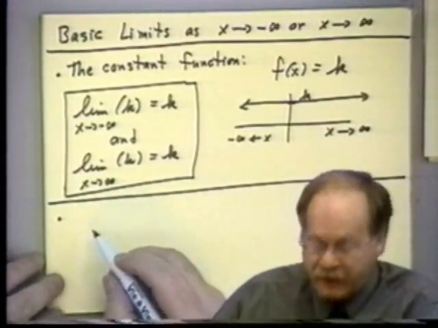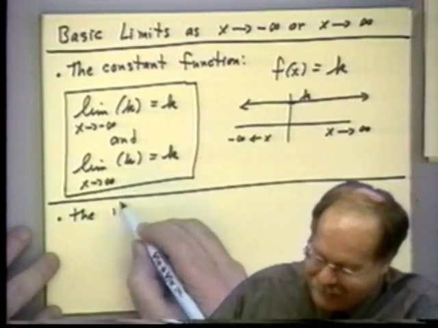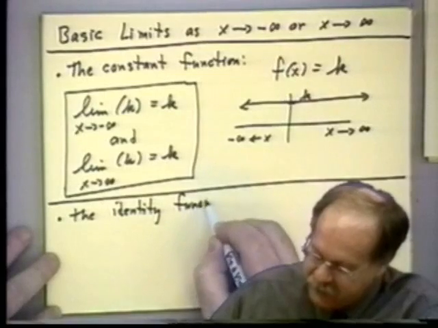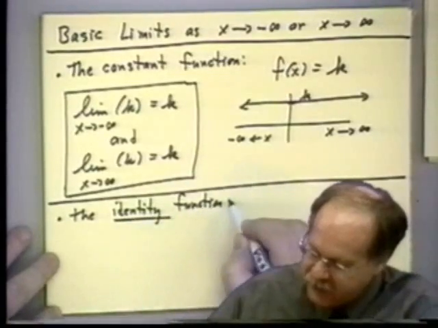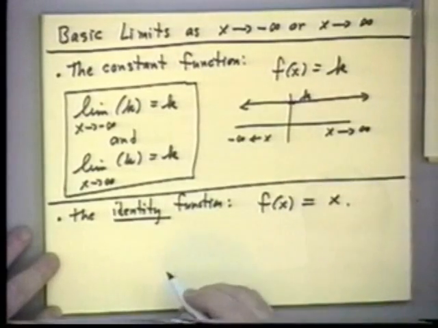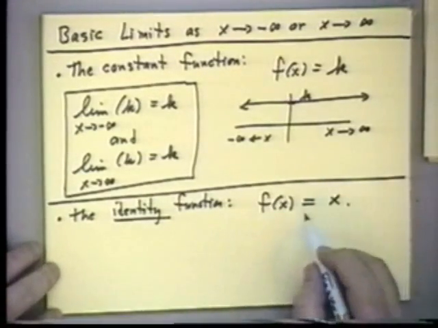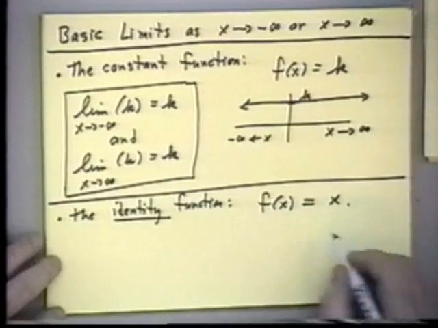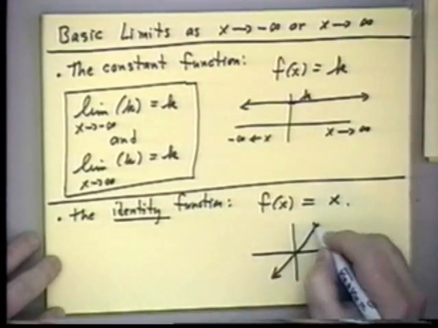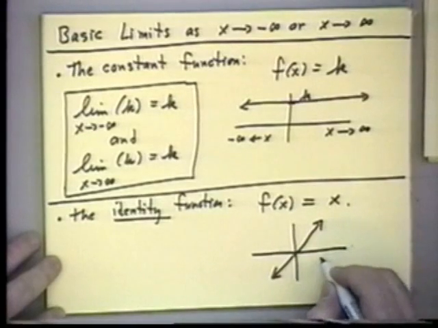Now let's look at a more interesting function, the identity function. And this is one we've seen before too. This is the function that doesn't do anything to x. So f of x equals x. It is identically the same as it was when it went into f. And this function again is one that we know well. It's just the 45-degree line passing through the origin.